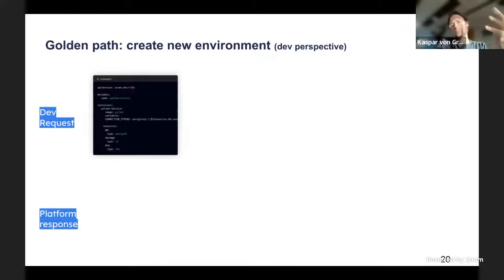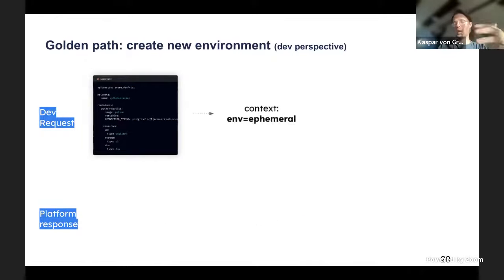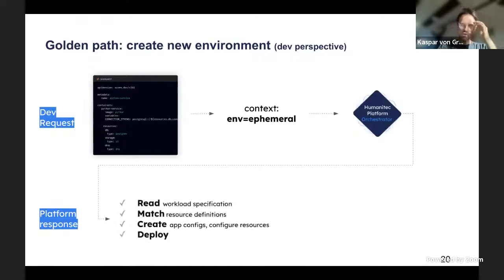And this is the same procedure like a scaffolding use case. So, you have the exact same service, and that's the beauty in the developer experience. You take the same Score file. You don't need to look at this again. It's absolutely straightforward because it's abstract. The only thing that changes is that you now say the context is that it's in an ephemeral environment. It is the orchestrator that does read, match, create, deploy.